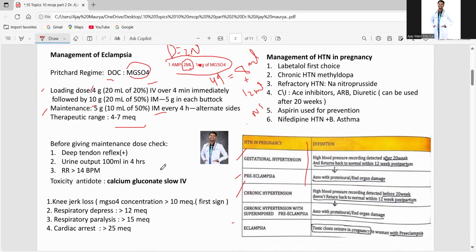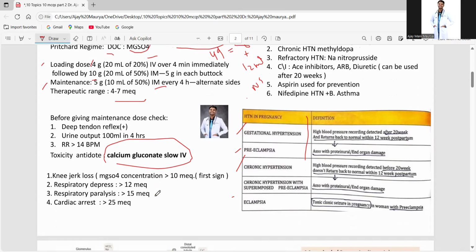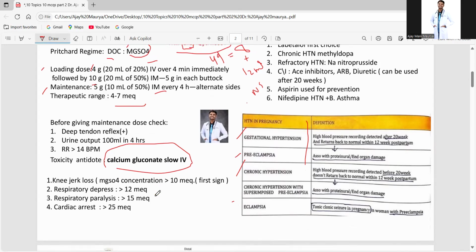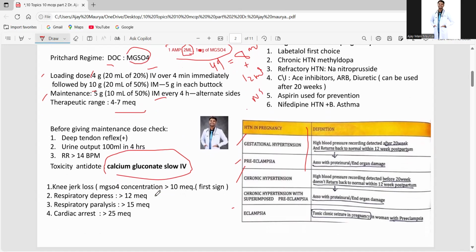Magnesium sulfate is going to be very toxic. That's why you always have to check the serum MgSO4 levels. If it is toxic, what is the antidote? It is calcium gluconate. While giving MgSO4, you have to always check the serum MgSO4 levels.